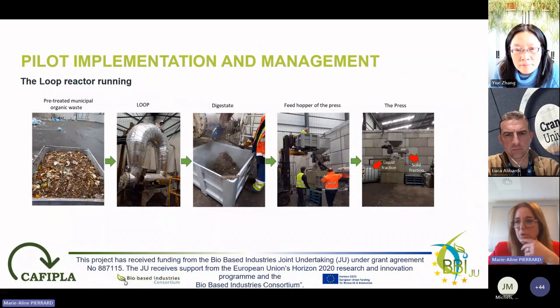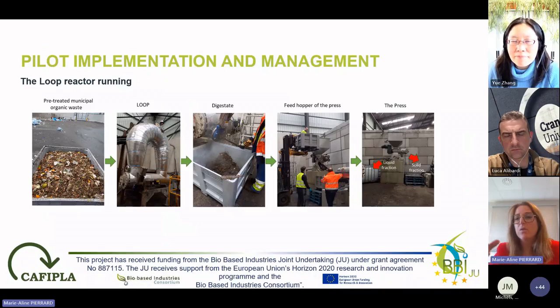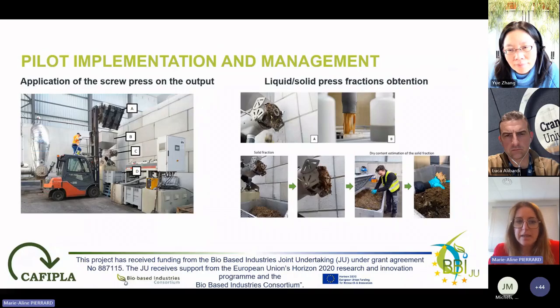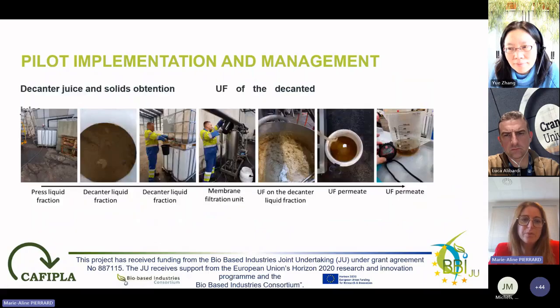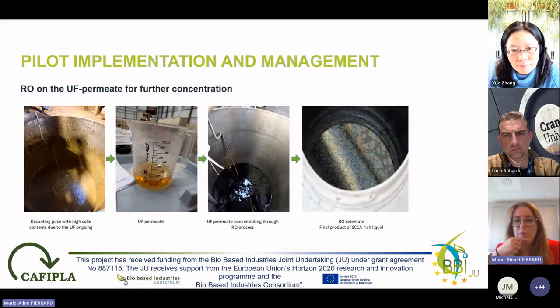So you have the waste. I'm sorry, I'm gonna go a bit quick because I think I prepared too much for 15 minutes. So you have the organic waste that goes for fermentation, and the residue, the digestate, was of interest for us. And so we had this press, and we had the liquid fraction and the solid fraction. That's exactly the same, it's just different illustrations. So from the solid fraction, we would extract the fibers, and the liquid fraction, we would filtrate through ultrafiltration units, and then we would even concentrate it through reverse osmosis.